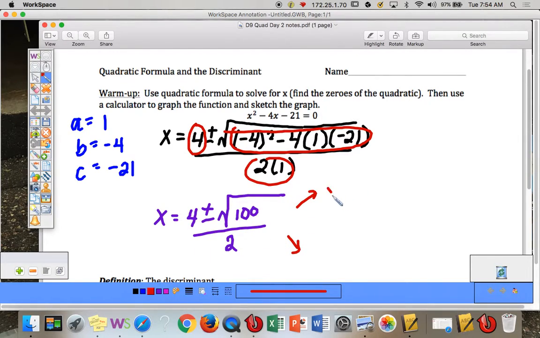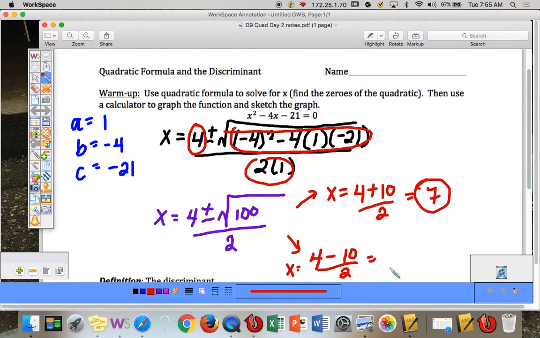So first we have x equals 4 plus the square root of 100, which is 10, divided by 2. And we have 4 minus the square root of 100, which is 10, divided by 2. So 10 plus 4 is 14. 14 divided by 2 is 7. And 4 minus 10 is -6. -6 divided by 2 is -3. So these are the x-intercepts, the zeros of the quadratic.